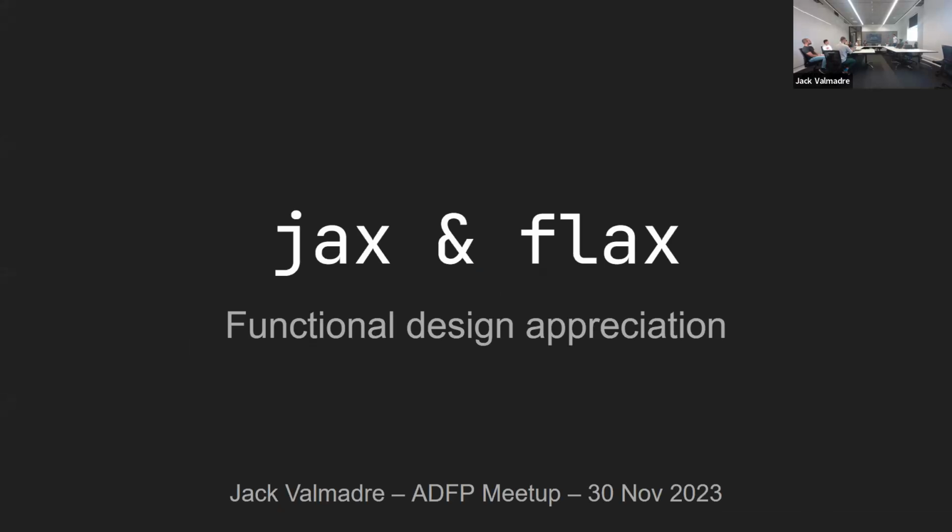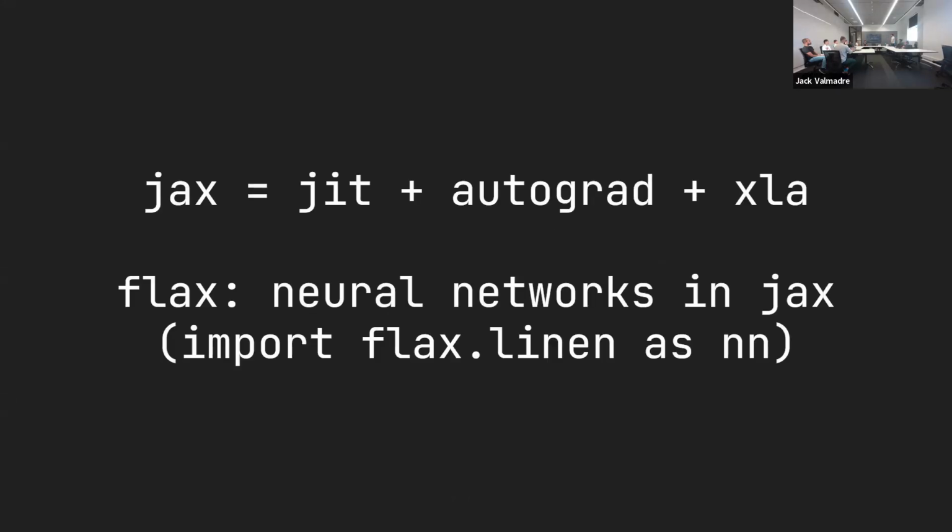So I'm going to talk about a machine learning library for Python. It is Python, so it's not pure functional, but this library is very functional in its design, and that's what I like about it. It's called JAX. JAX is the name of the library, and Flax is the name of the neural network library, which is built on top of JAX. So the neural network library is Flax, plugged in.